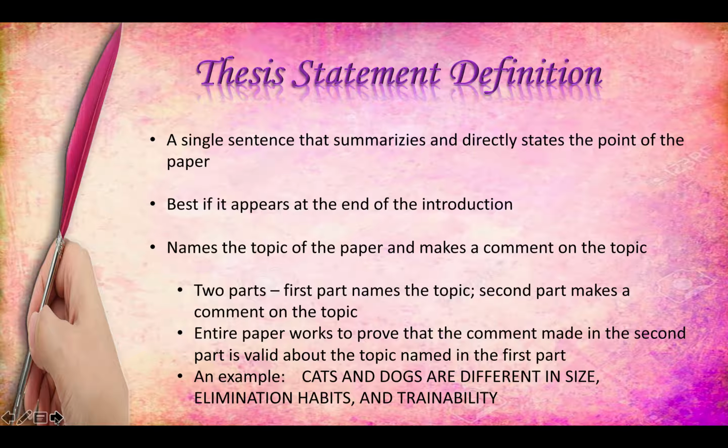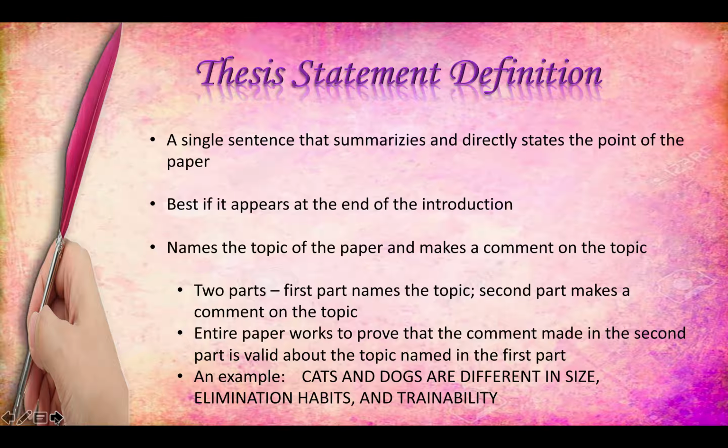It also indicates that there will be a second section of the paper that discusses how cats and dogs are different in terms of elimination habits. Finally, it tells readers that there will be a section that discusses how cats and dogs are different in terms of trainability. Readers would expect to see those 3 sections and only those 3 sections, and they would expect each section to contain information that supports that section's discussion.